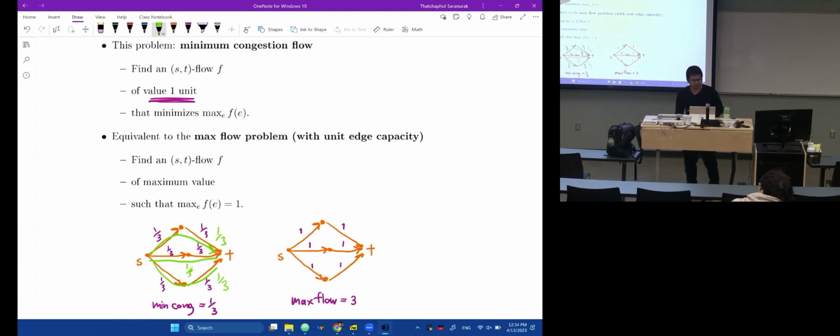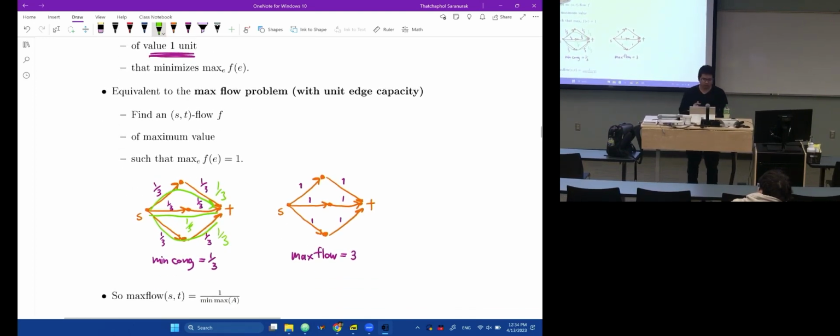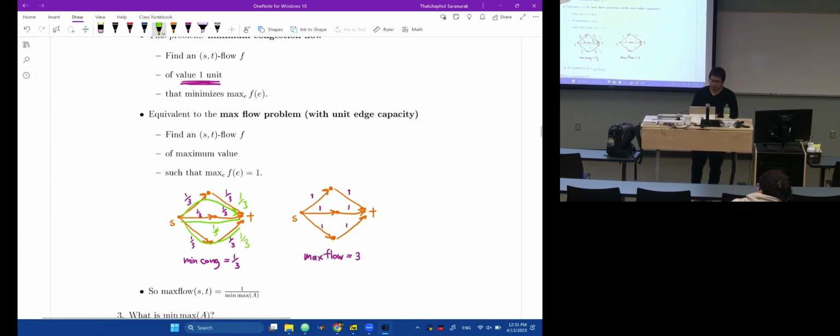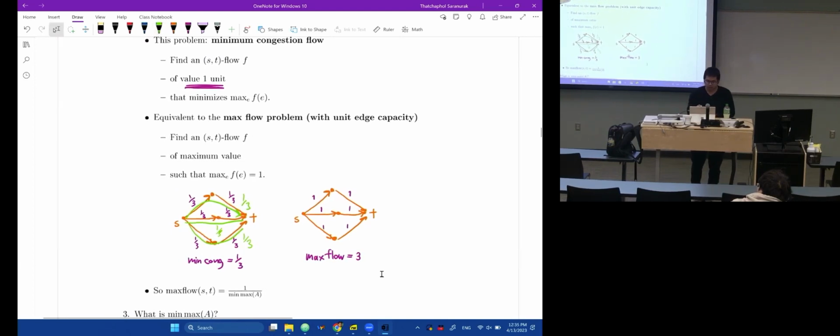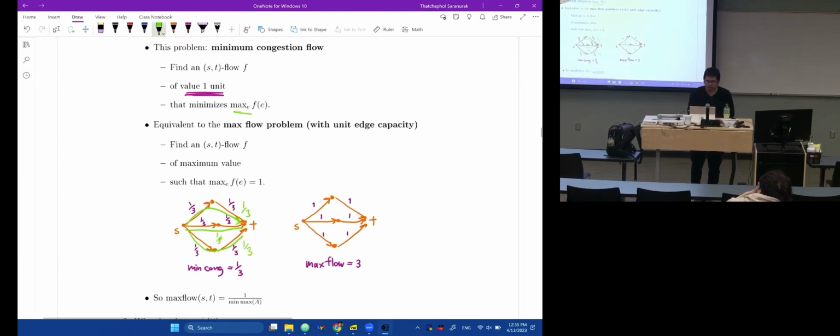Okay. So in other words, suppose that you have computed the best congestion for minimum congestion flow. If you want to answer max flow, just return 1 over the best congestion. Here the best congestion is 1/3. Just return 1 over 1/3. That's 3. I hope I convinced you that they are the same.